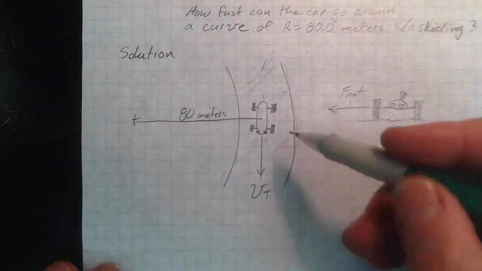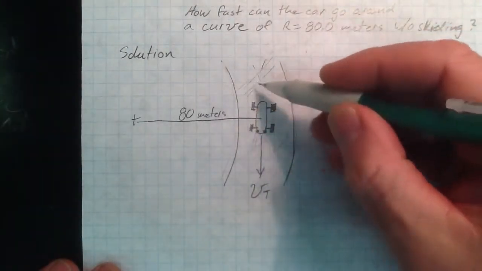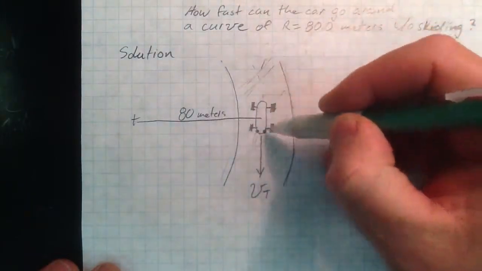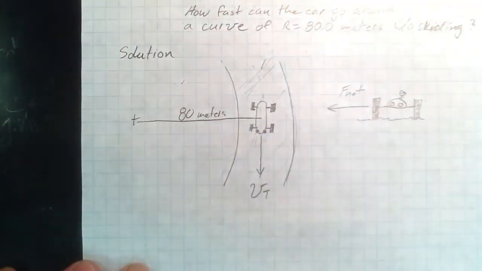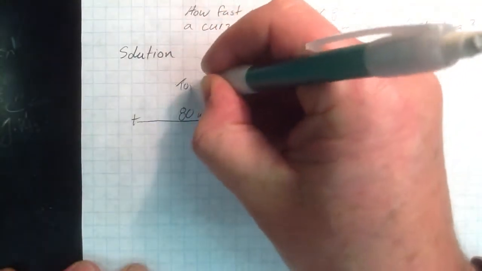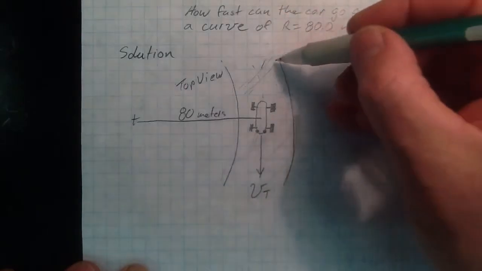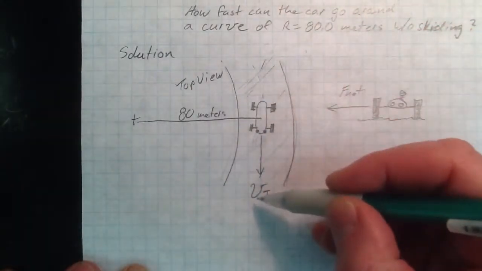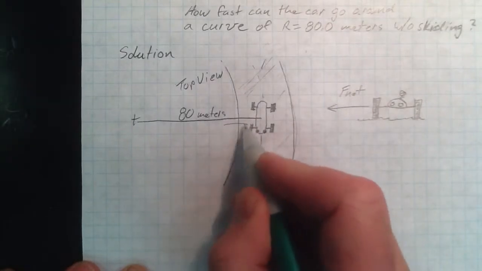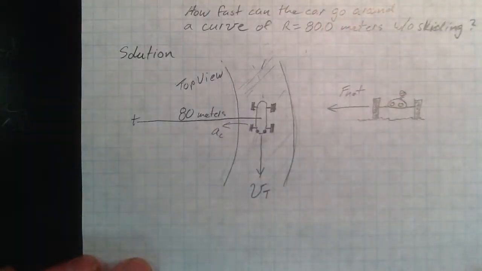All right, so here we have my cool Formula One racer going around this curve of 80 meters. Okay, so this is a top view. And so my tangential velocity is this way, and since I'm turning, I am going to have an acceleration in this direction, which means I have to have an F net in that direction.